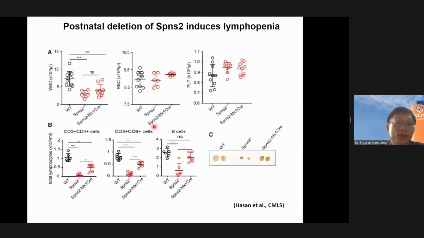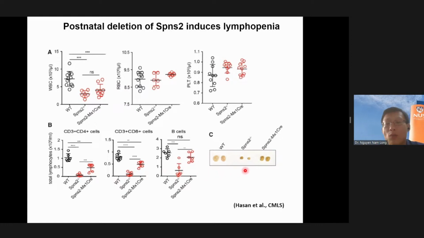So we checked the lymphocytes in the circulatory system. We counted white blood cells. There is no reduction for other cell types like red blood cells and platelets. When we check for CD3, CD4 T cells and CD8 T cells, the animals also have significantly reduced lymphocyte levels, as shown here for T cells and here for B cells.